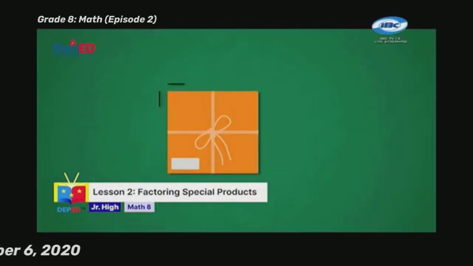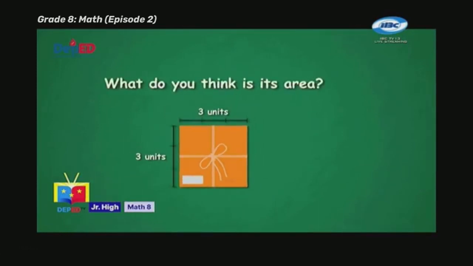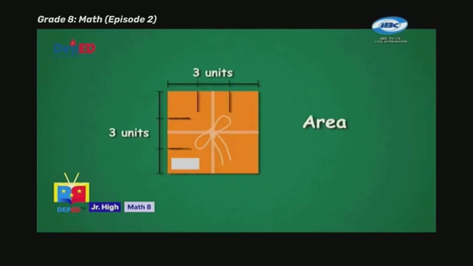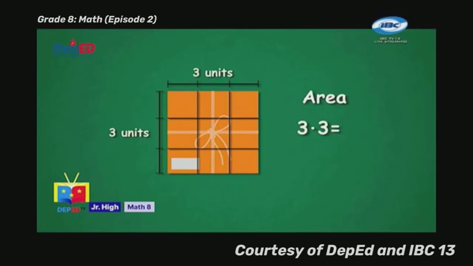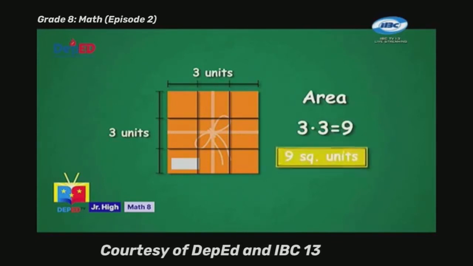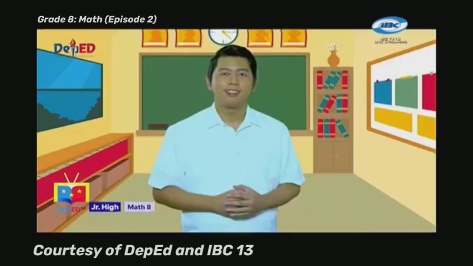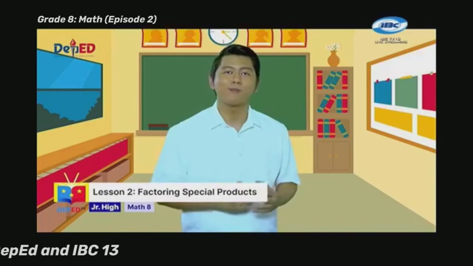Suppose that this square has a side that measures 3 units. What do you think is its area? The area of the square is just equal to the product of its side multiplied by itself. So what is 3 squared or 3 times 3? The area of the square is 9 square units. This illustration shows an example of a perfect square number.